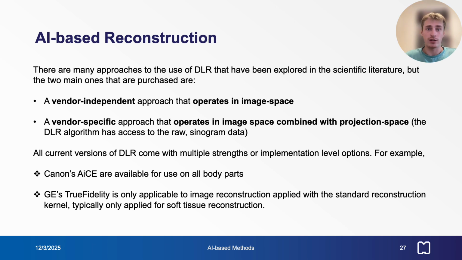All current versions of deep learning reconstructions come with multiple strengths or implementation level options. For example, Canon's algorithm is available for use on all body parts, whereas GE's method is only applicable to image reconstruction applied with the standard reconstruction kernel, so typically only applied for soft tissue reconstructions.